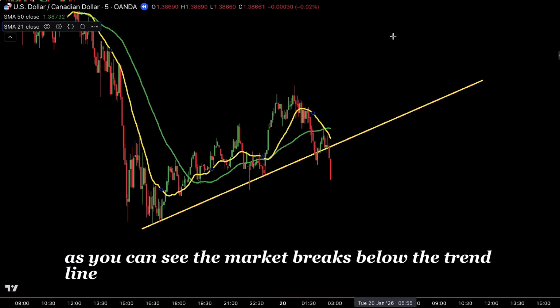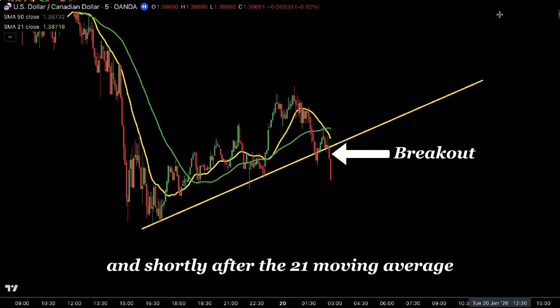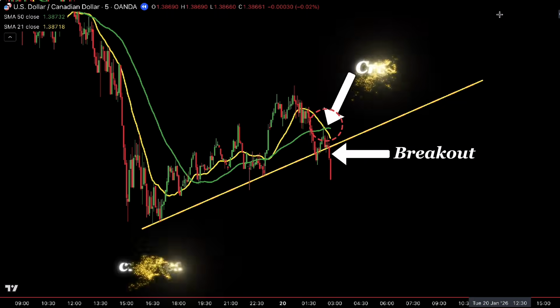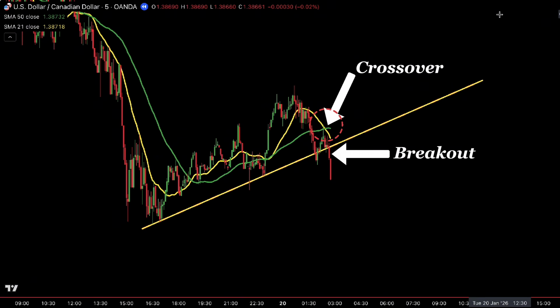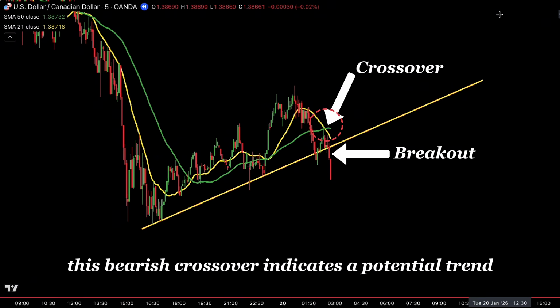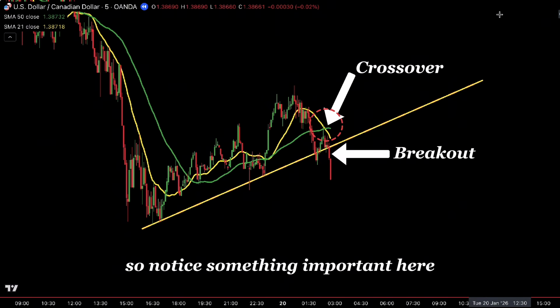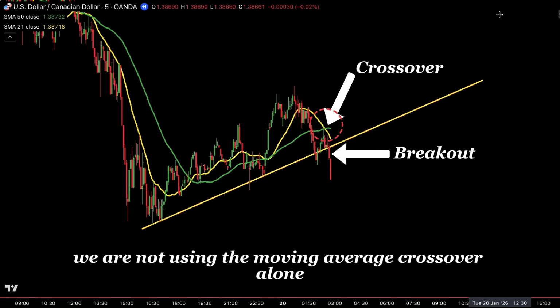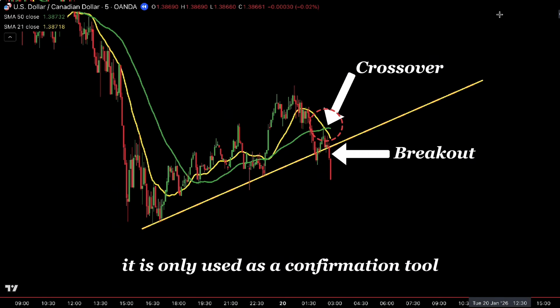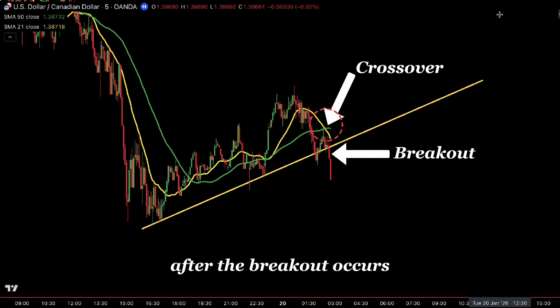As you can see, the market breaks below the trend line, and shortly after, the 21 moving average crosses below the 50 moving average. This bearish crossover indicates a potential trend change, and it confirms the trendline breakout. So notice something important here. We are not using the moving average crossover alone. It is only used as a confirmation tool after the breakout occurs.